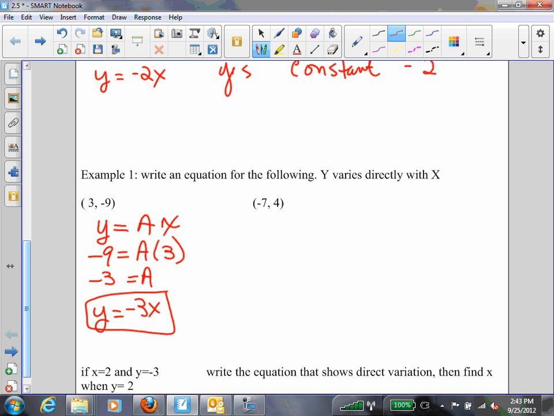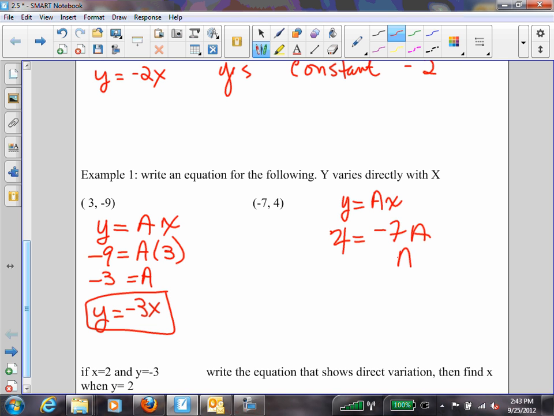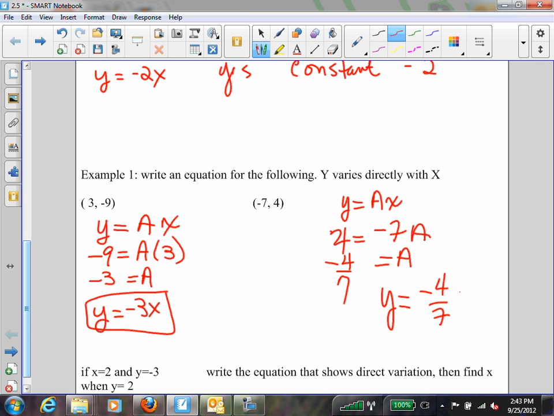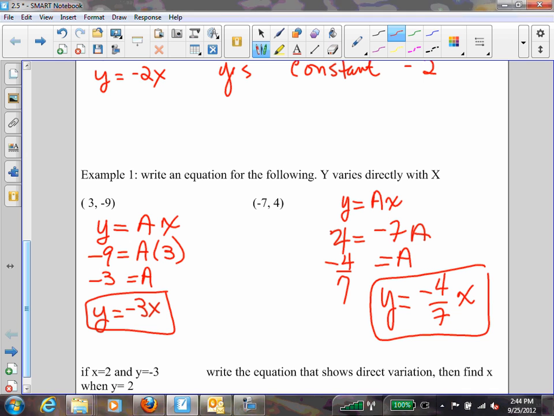So it's like writing the equation of a line. You just don't have your y-intercept. If you're given a point, you plug it in for your x and your y, and you find your a. Then you rewrite your equation with the variables of x and y. Okay? All right? So y equals ax. 4 equals negative 7a. So a is equal to negative 4/7. And so y equals negative 4/7 x is your final equation.